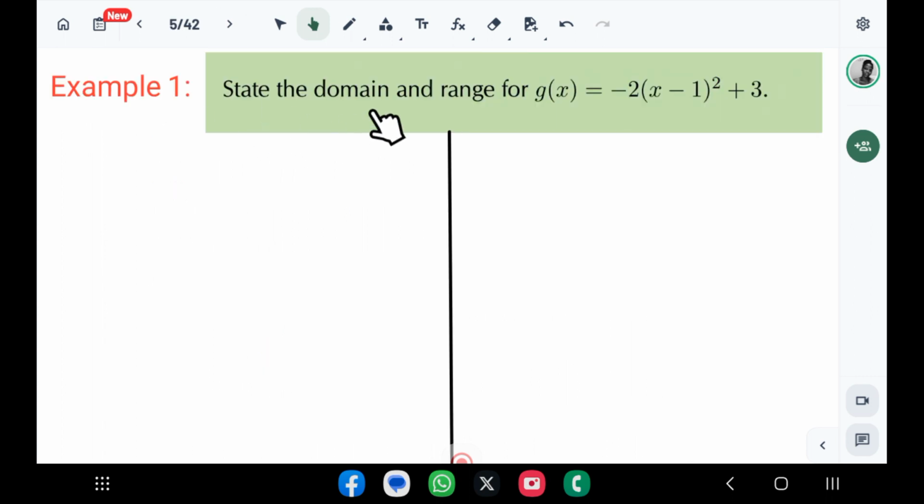Let's look at example 1. It says state the domain and range of g of x is equal to minus 2 in bracket x minus 1 all squared plus 3. Now we've got the second standard format given to us. It makes life so much easier.